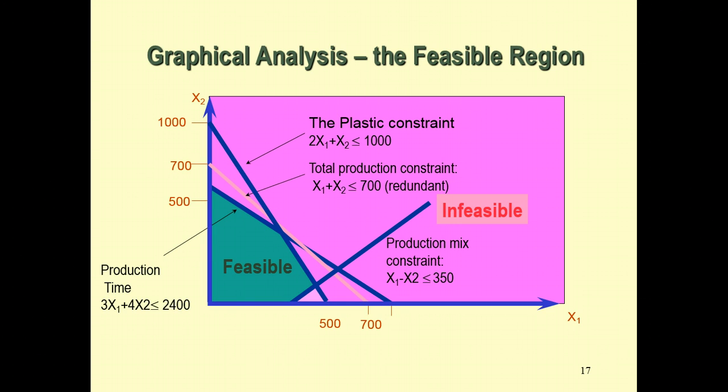So all of the purple is not possible because it violates at least one of these constraints. All of the green are all of our possible solutions, right? These are all the things that are possible or feasible. Now I'm going to pick the best one. There's an infinite amount of points here. I want to pick the best one, right? I want to pick the one that maximizes my profit.